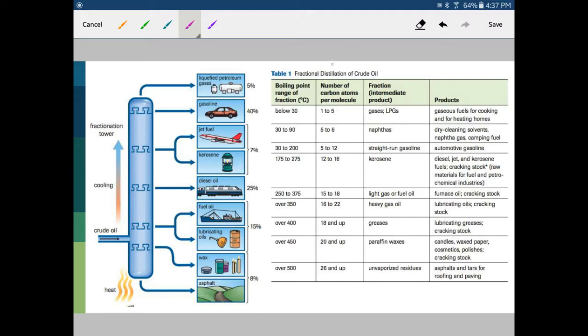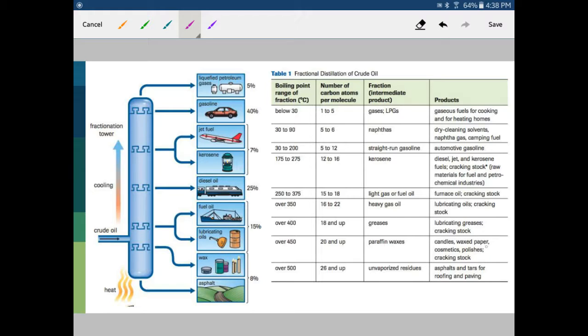Okay, so we do see that, and as we go through, we can see that gases, we can use as fuels for cooking and heating homes. That's like methane, things like that. Naphthas, we have cleaning solvents, naphtha gas, camping fuels. Okay, then we have our automotive gasoline, jet fuel, diesel, things like that. Then we have our furnace oil here. Lubricating oils, cracking stock is our heavy gas oil. Greases, okay, is a little bit lower.